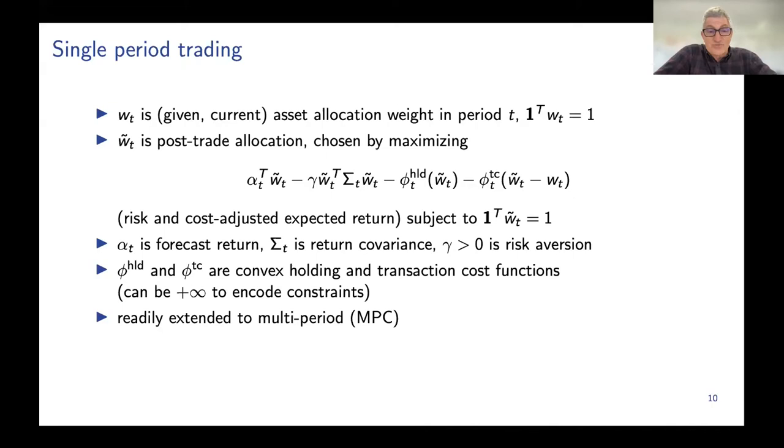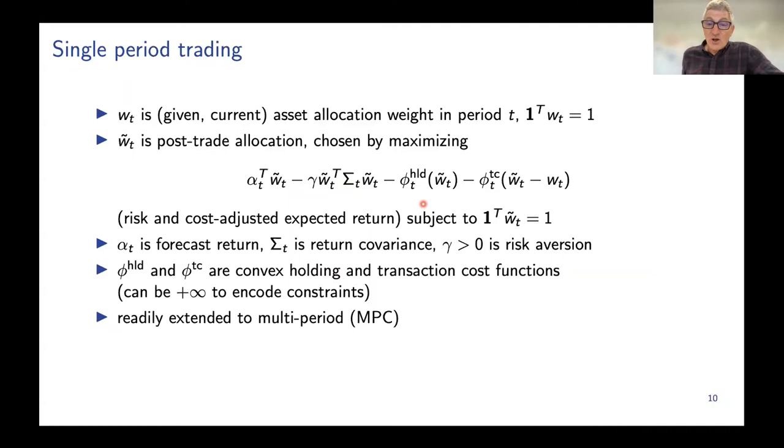The second term is a risk aversion term. So here, sigma t is a forecasted return covariance. And this second term is going to be the forecasted variance of the total portfolio value, right? That's this term. And there's a parameter gamma called the risk aversion parameter. The more you turn that up, the more you will choose a W tilde for which this is small. The last two terms are a so-called holding cost and a transaction cost.